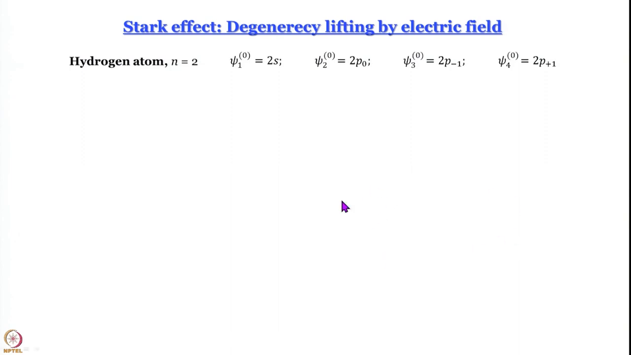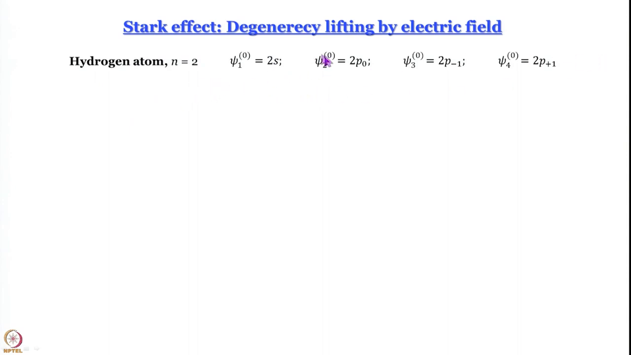So, let us talk about the principal quantum number 2 for hydrogen atom now. I hope the change in gear was not very quick. We are talking about non-rigid rotor so far. Now, we are talking about Stark effect in hydrogen atom. Okay. n equal to 2. For n equal to 2, what are the orbitals?